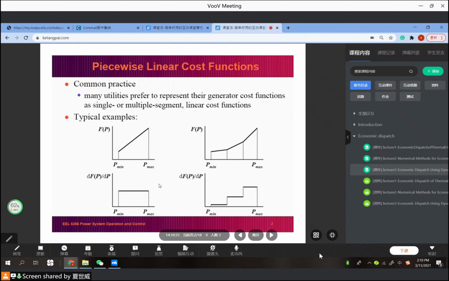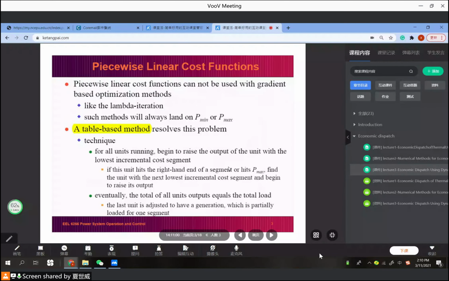So for this type of economic dispatch, or this type of input-output curve, you can't use the derivative-based method, because for the derivative-based method, when the first order derivative of all the generators are equal, we find the solution, the ultimate solution. But for this, you can't find the equal first order derivative. So you can't use the derivative-based method. We will use the economic dispatch solved by the dynamic programming method in this lecture.